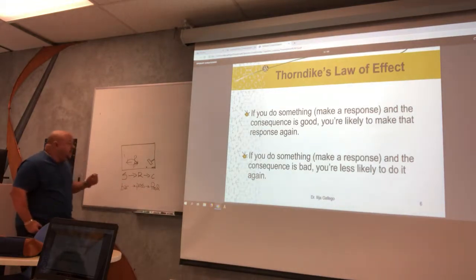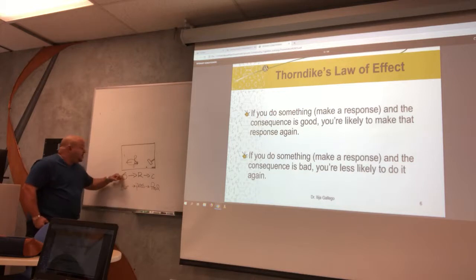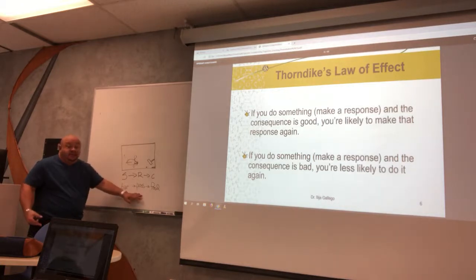So let's say a little boy sees a bicycle just sitting there with nobody guarding it, and that little boy doesn't have a bicycle, so he takes it. His response is he steals it.